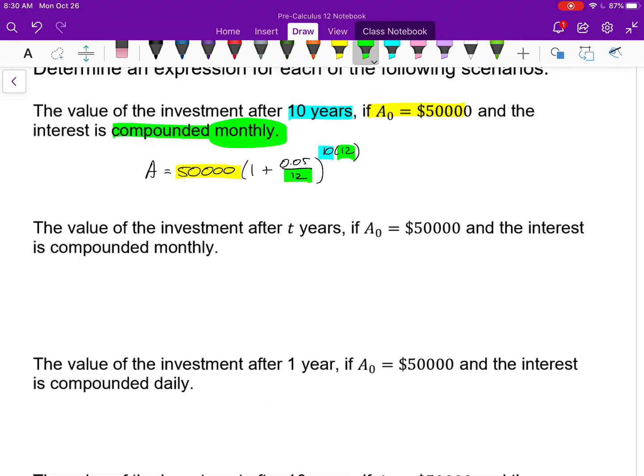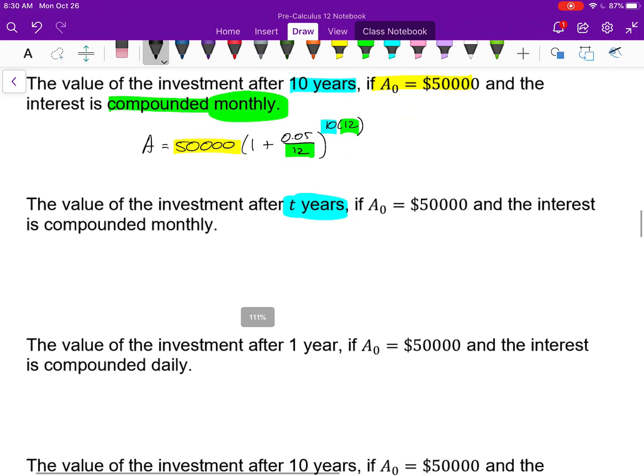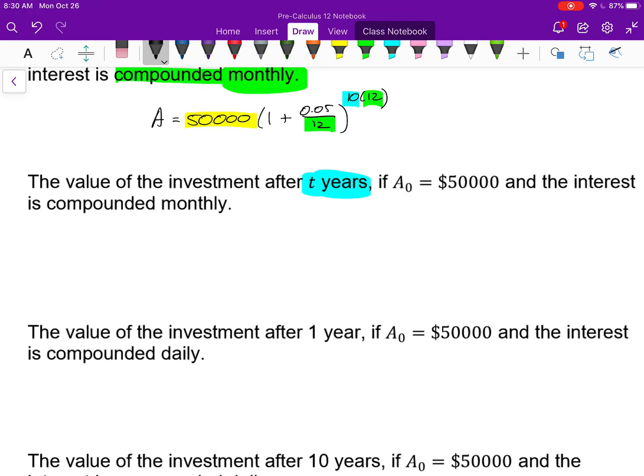Let me now adjust this. For the next one, the only difference is it's t years instead of 10 years. Well, I'm sure you can see then the only difference in the equation is going to be a t instead of the 10. So A equals 50,000, 1 plus 0.05 over 12, to the power of 12t. And so yeah, I can change t to any number I want, and this will be the same. Okay, so the number of years is not an issue.